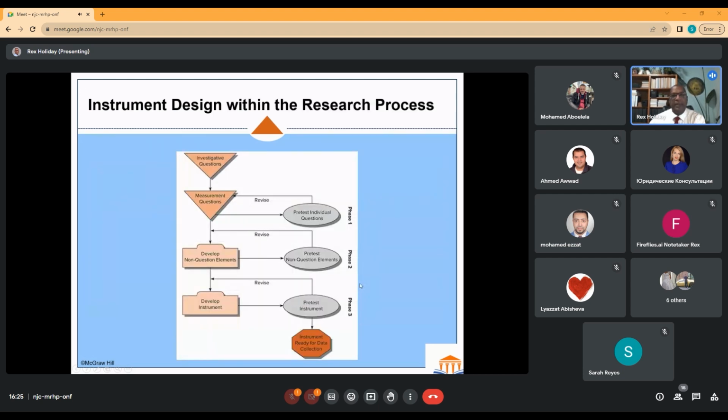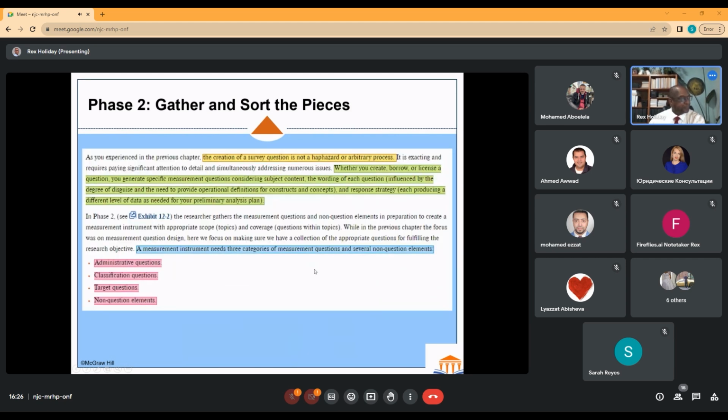Okay. And then we just reviewed this again. This is something that we reviewed last week as well. And then we talked about these 3 categories of measurement questions that are important for a measurement instrument. And this is administrative, classification, and target. And then they have this other category that talks about non-question elements, and we're going to get into that in a minute. Any questions here? Did you need me to go back? Everyone okay to this point?